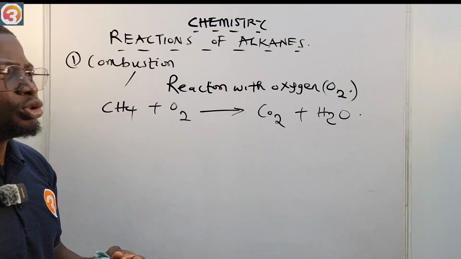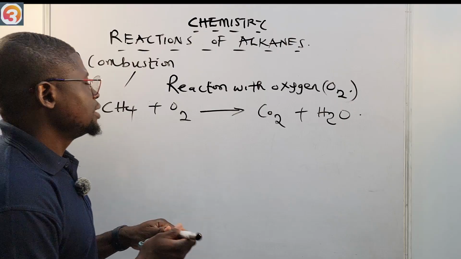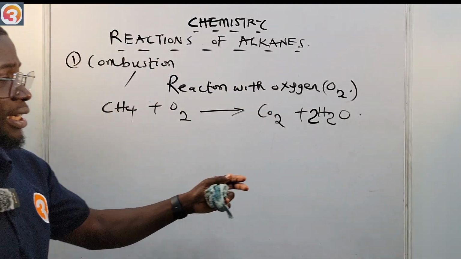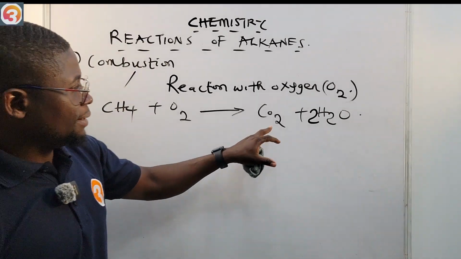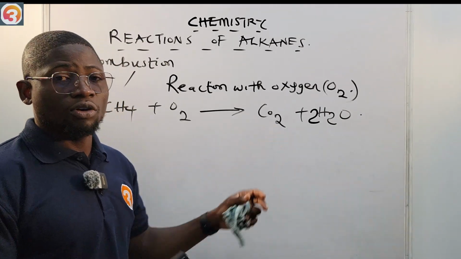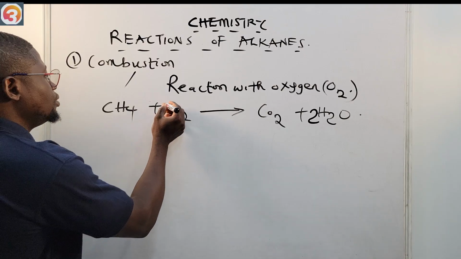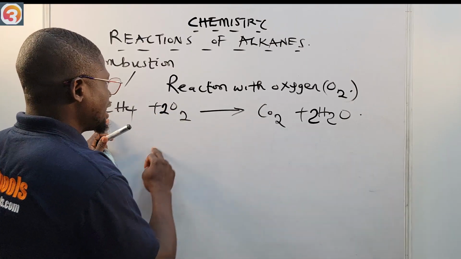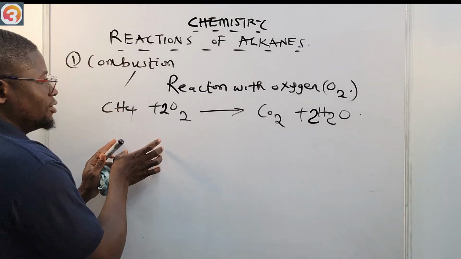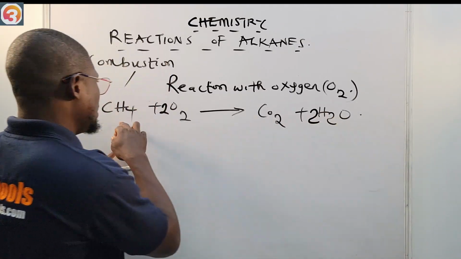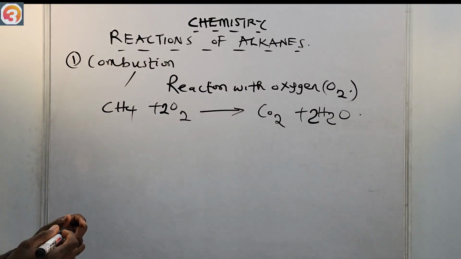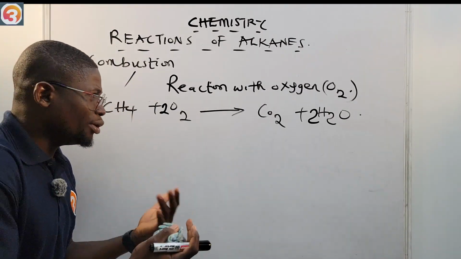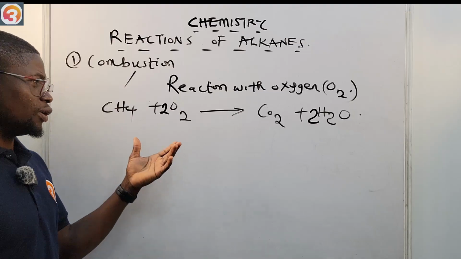So what do we now do to make it balanced? We have to introduce some ratios. If we put 2 here, this will mean we now have 4 hydrogen and 2 oxygen, and plus this 2 oxygen, that makes 4 oxygen altogether. If we also put 2 here, we also have 4 oxygen on the other side. We have 1 carbon, 4 oxygen on this side, 4 oxygen on this side, 4 hydrogen on this side, 4 hydrogen on this side. This will now be our balanced equation. This is the combustion of methane.